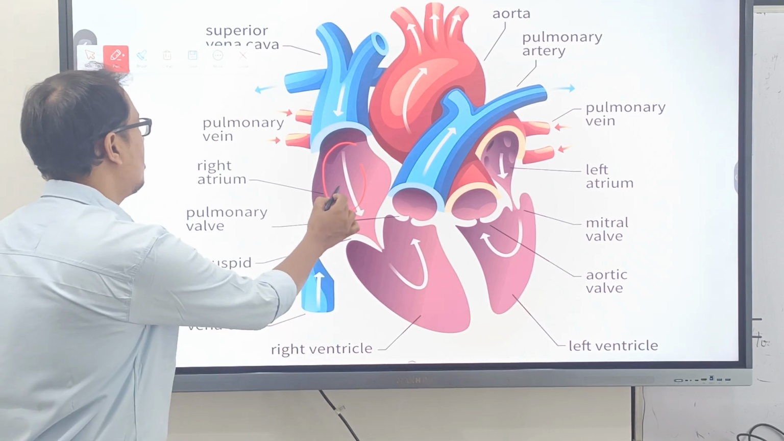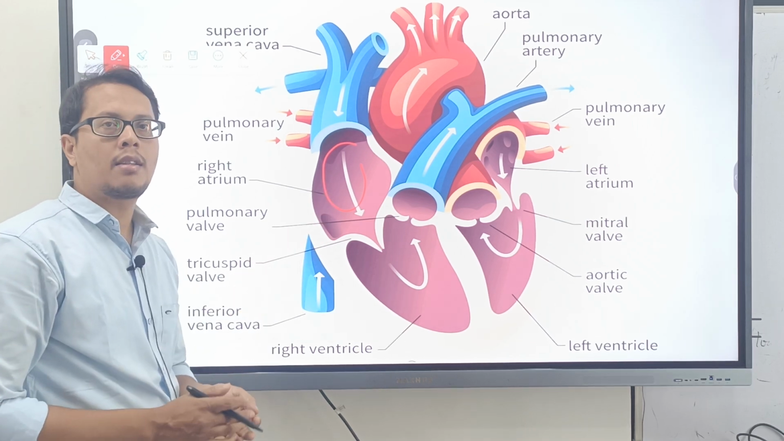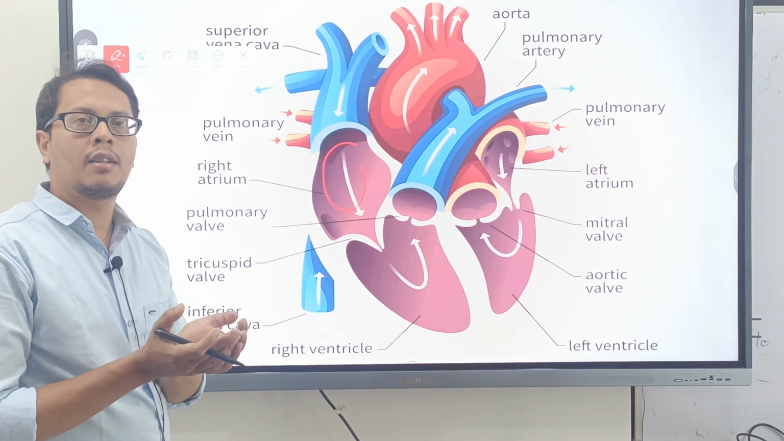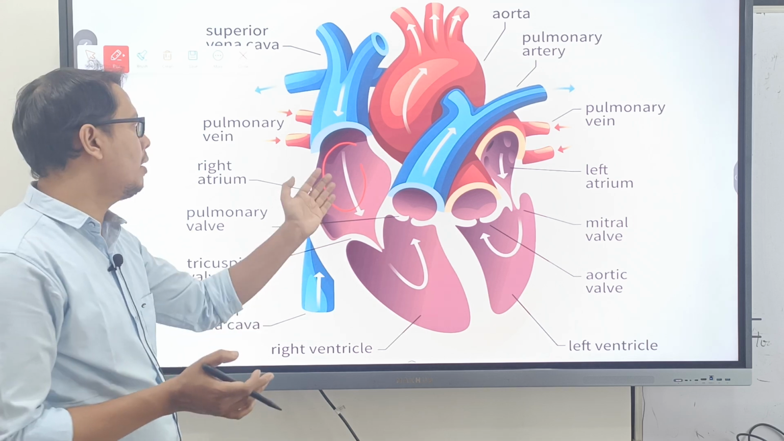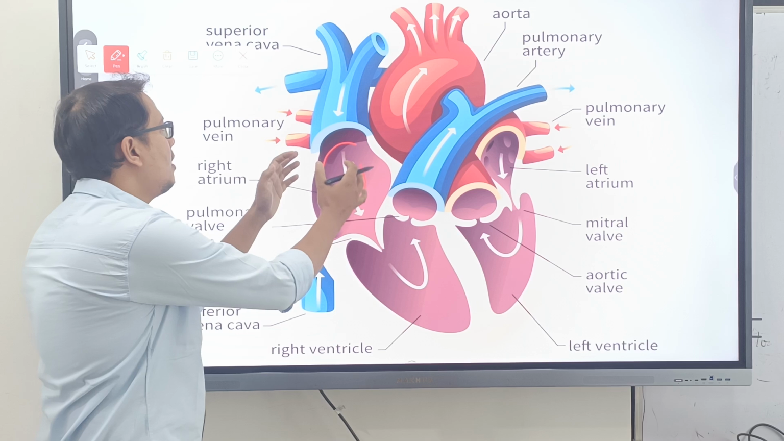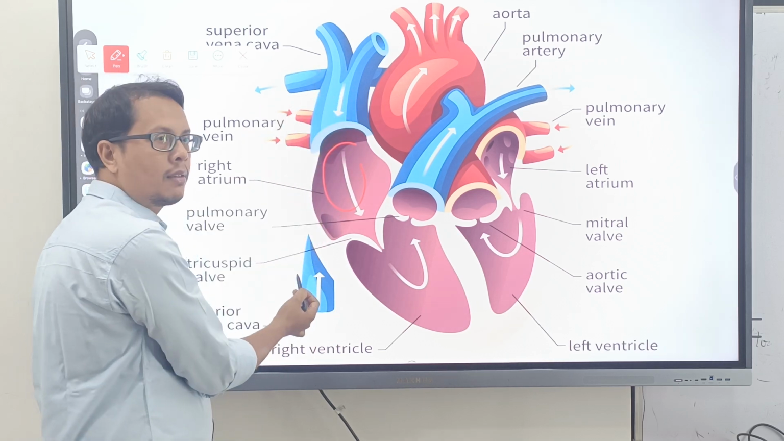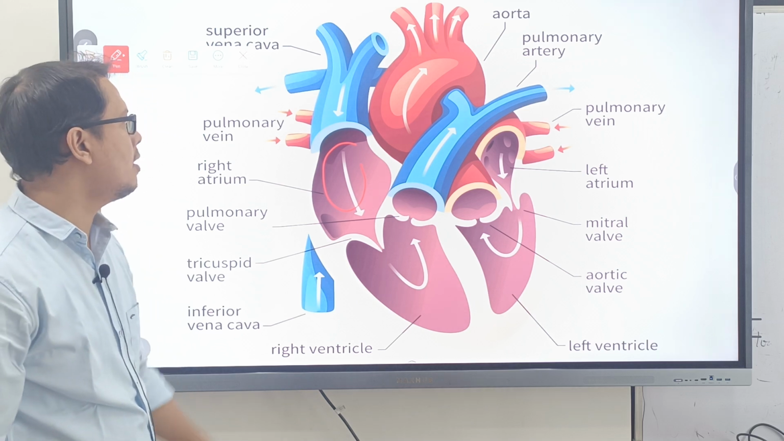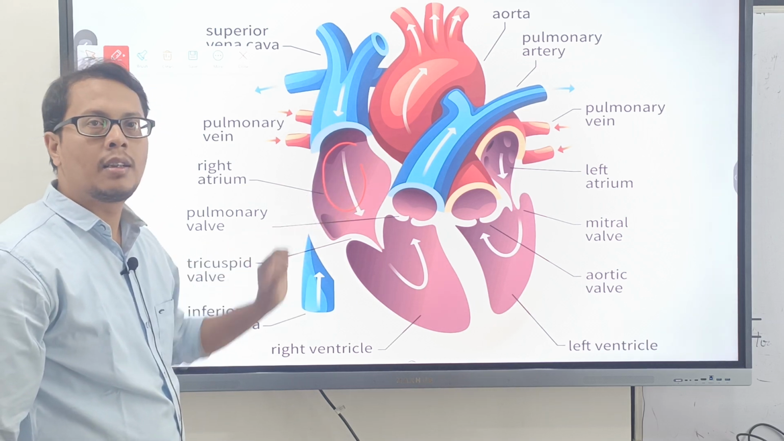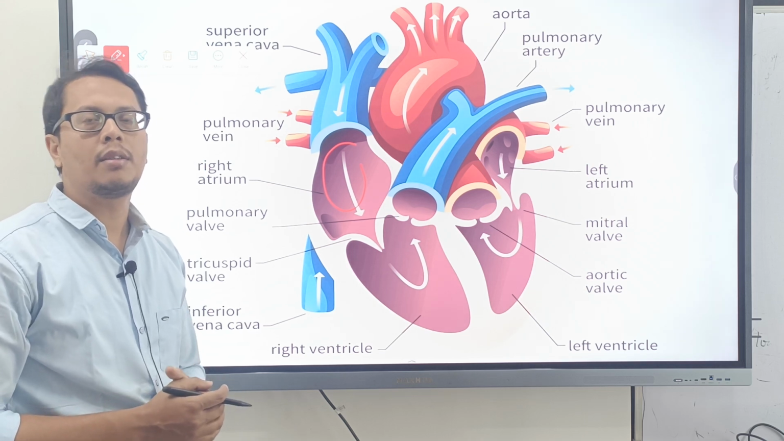So what is this? This is the right atrium. Now the atrium only acts as a collecting device. Okay, this will collect the blood when it expands. When it expands, it will collect the blood from the superior vena cava and the inferior vena cava, and this blood is known as deoxygenated blood. That is the blood which is poor in oxygen.